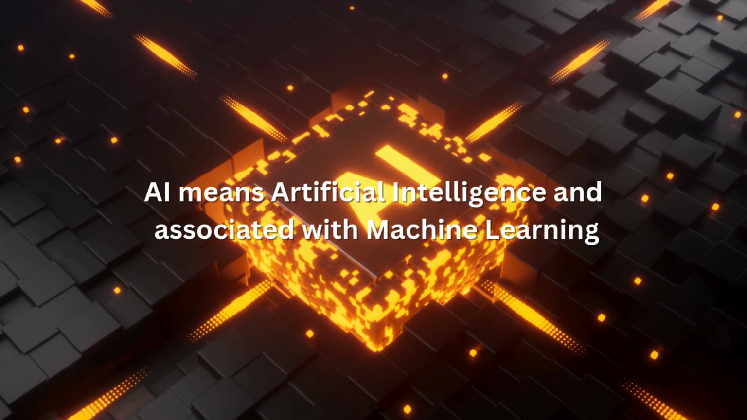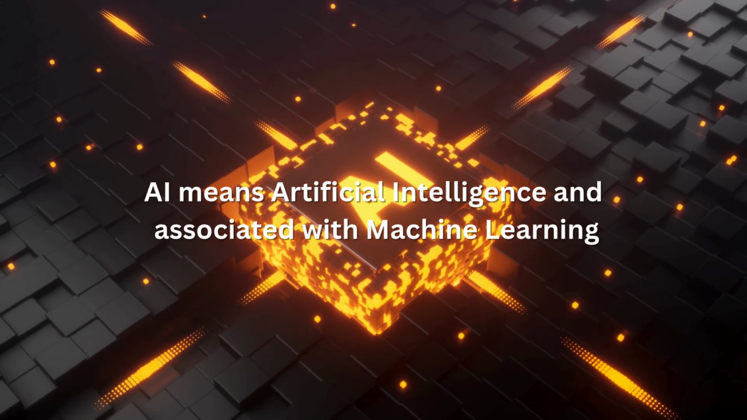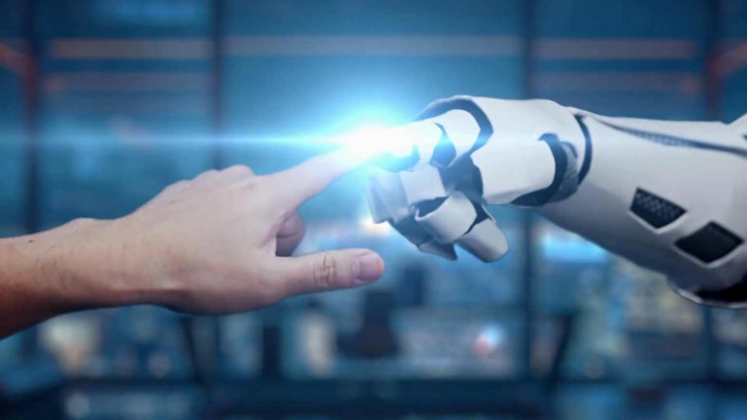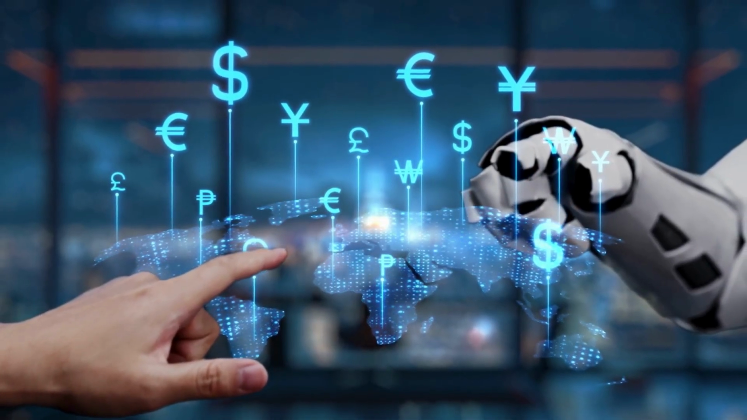Hello from New Delhi. Today we are going to speak about AI. AI means artificial intelligence and is associated with machine learning. So what is AI actually? AI is a simulated task that we assign to a chip, and these tasks are done at great speed and correctly by the machine or the robot that has been assigned to do it.